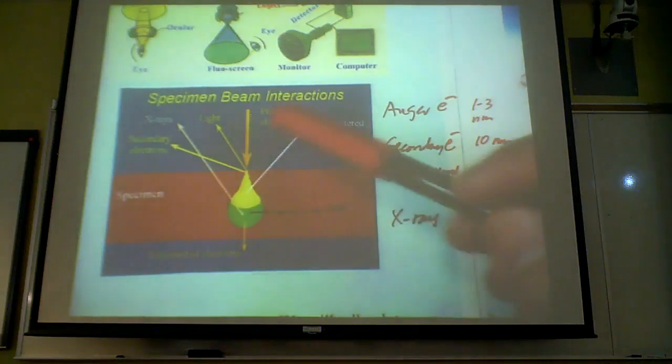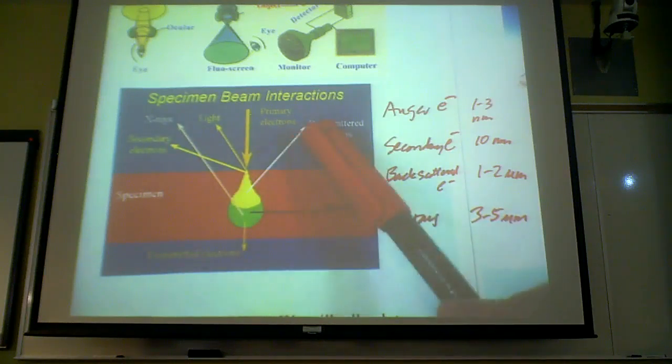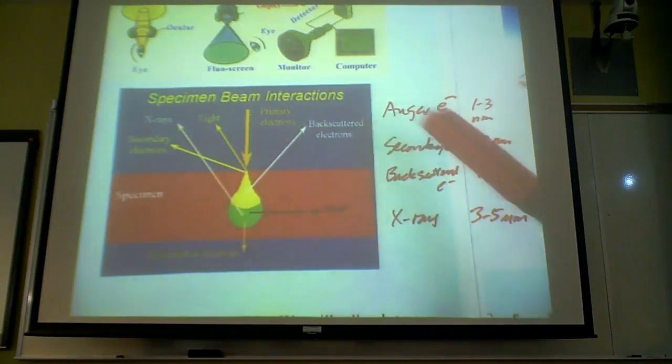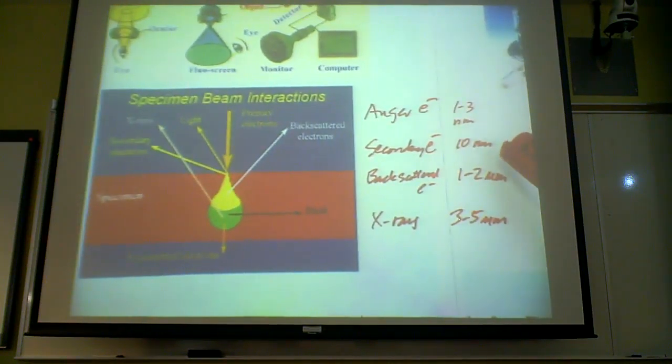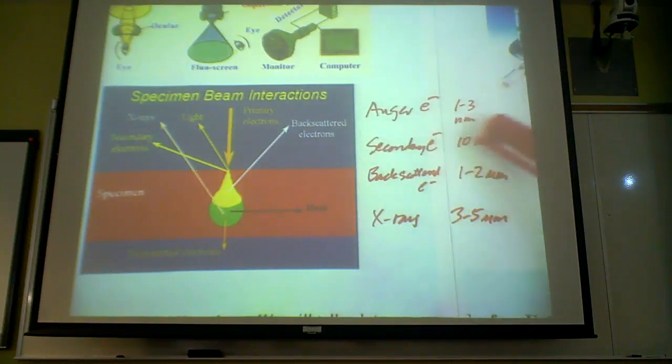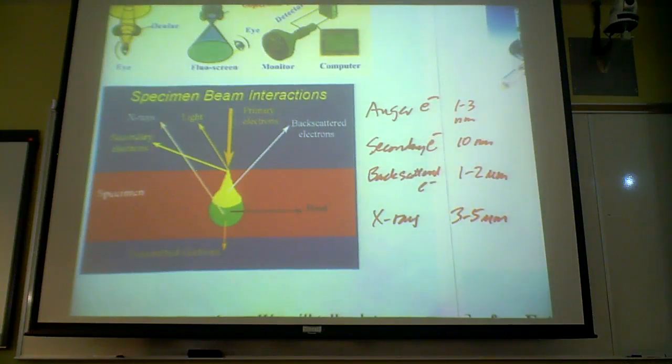And then as you interact, this primary beam interacts, and you have different electrons coming out. You have backscatter electrons, you have Auger electrons, you have secondary electrons. This is the typical range of these electrons coming out. For example, secondary electrons come out within 10 nanometers of the surface. So if you're looking at SEM, you're not really looking at the top layer, the first layer exposed to your beam. You're really looking at 10 nanometers deep. So you have to be careful when you look at an SEM image, right?